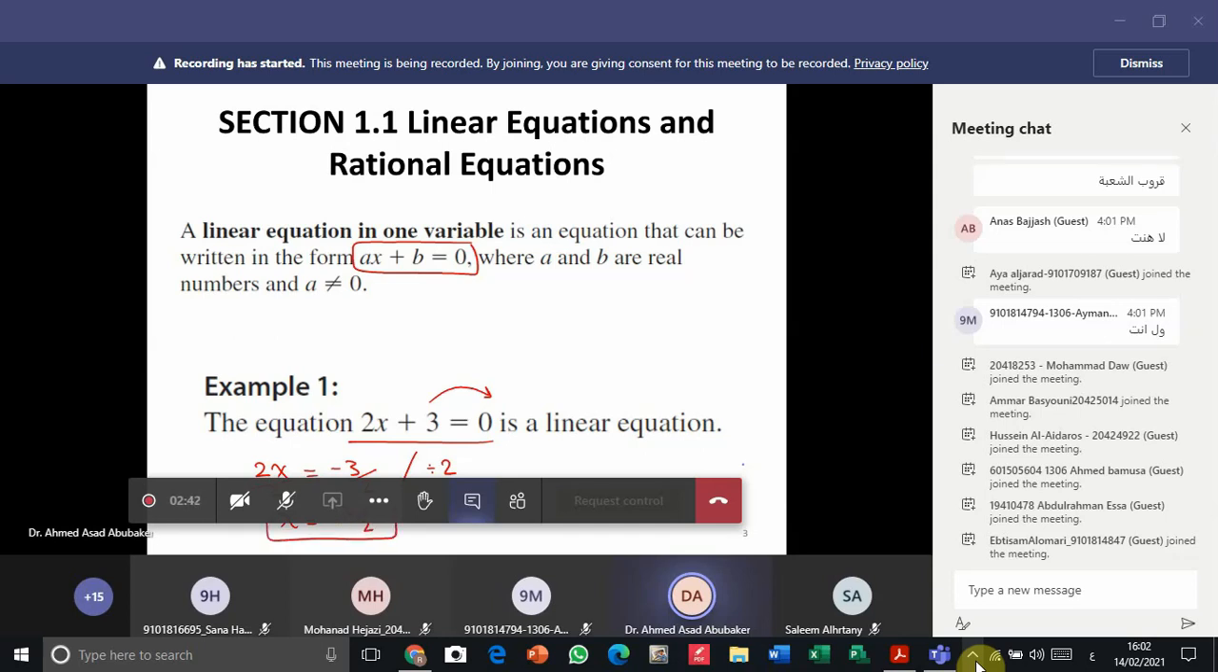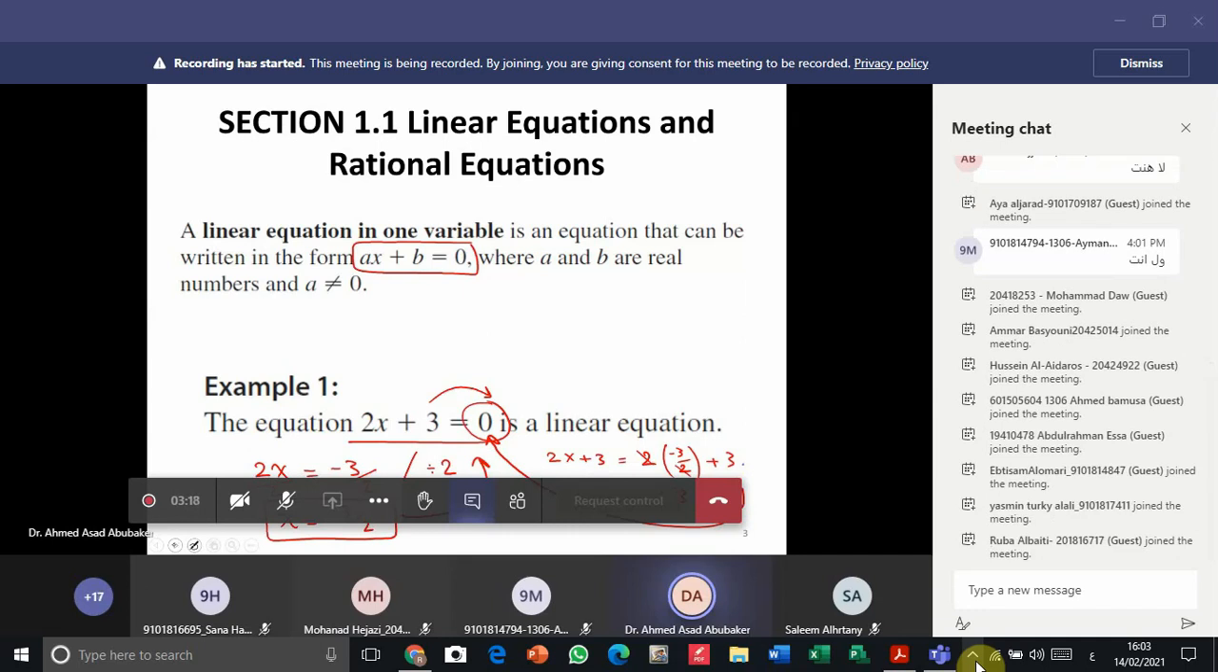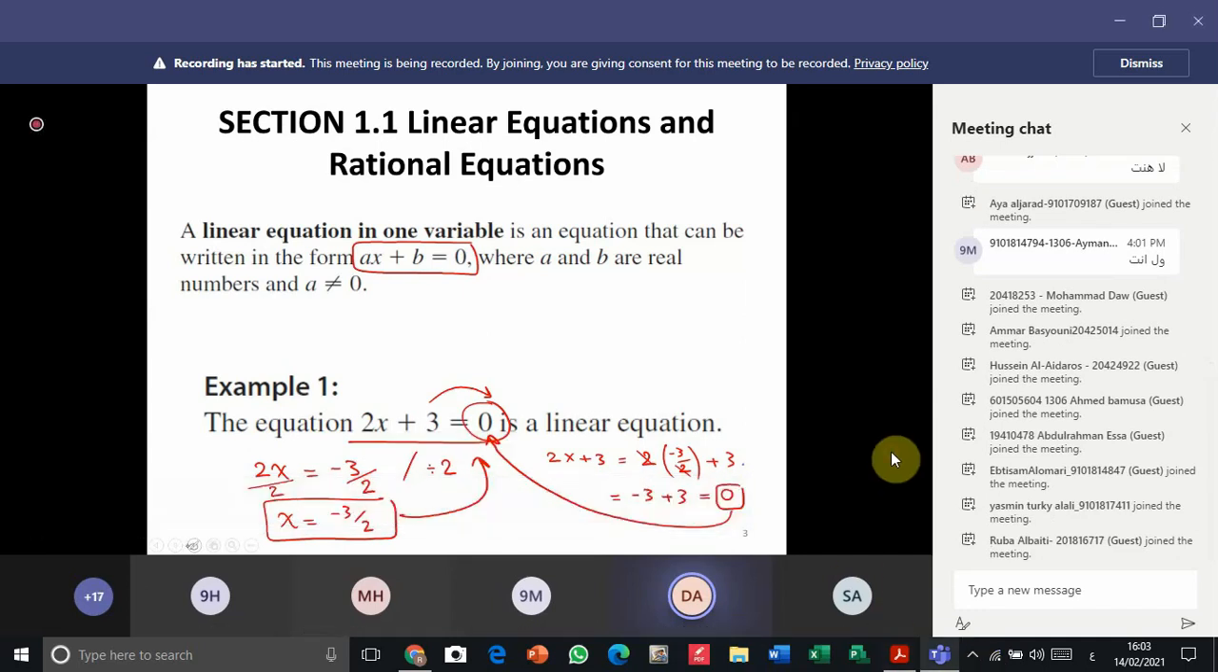If we need to check whether this is correct or not, we can substitute the value of x into the equation. For example, we have 2x plus 3, and the value of x is minus 3 over 2. So 2 times minus 3 over 2, remove the 2 with the 2, we have minus 3 plus 3, and this equals 0. The right hand side also equals 0. This is just if you need to check whether your answer is correct or not.